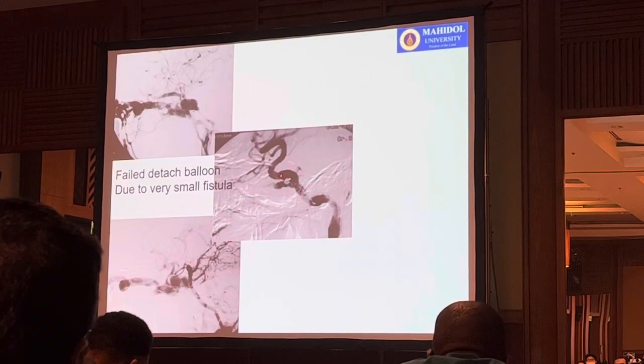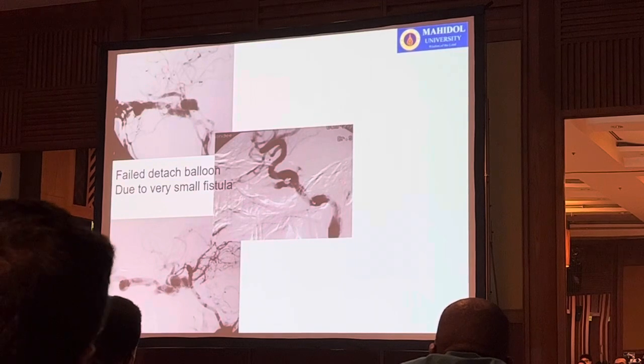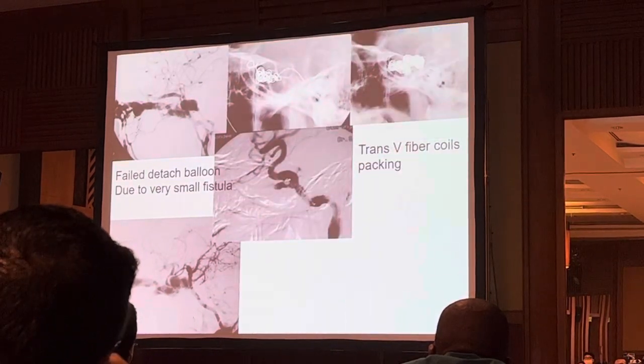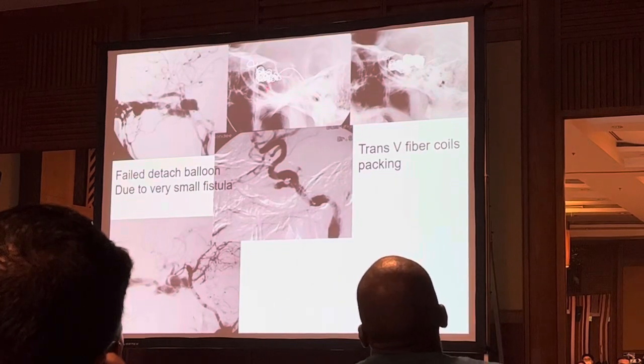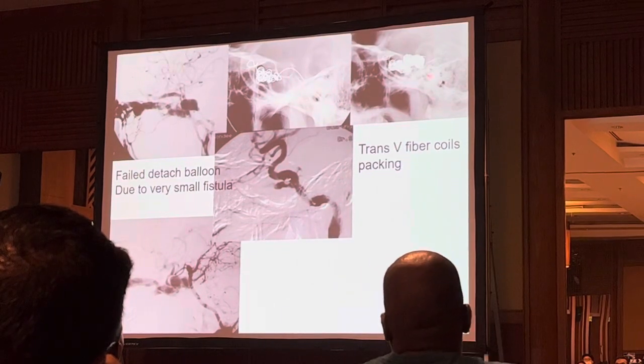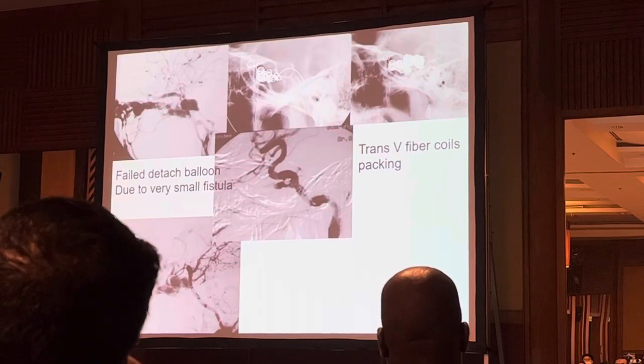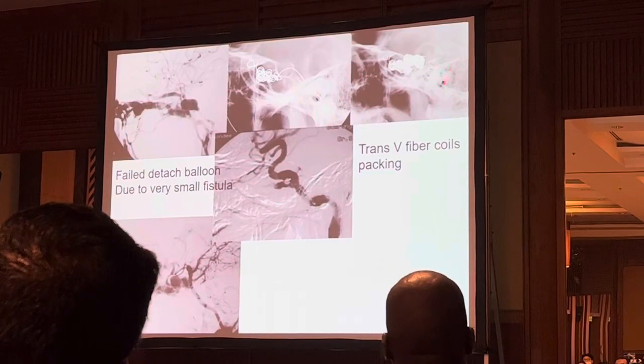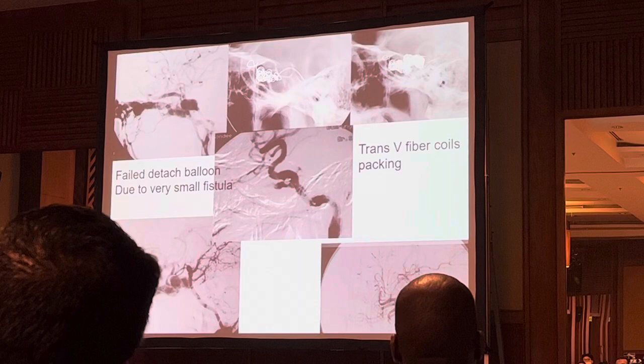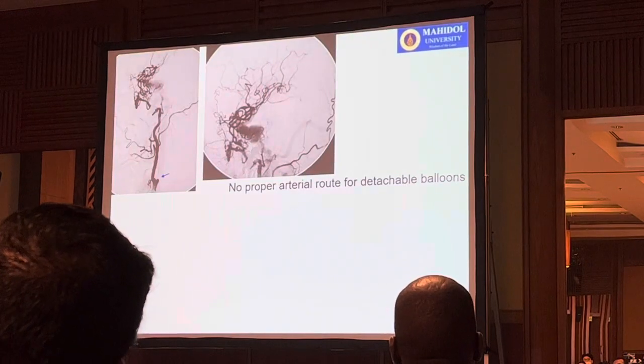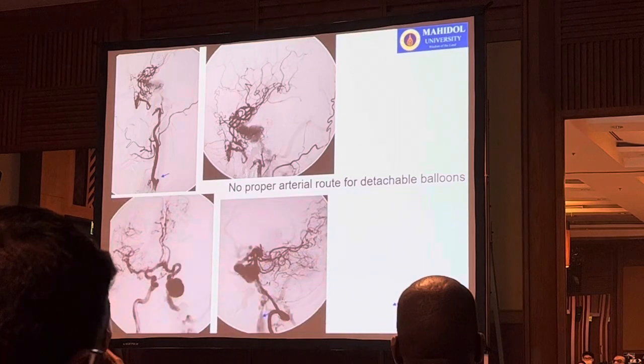Look at this. The detachable loop is almost getting there, but never does. So we were not able to do that. So I will go by the inferior petrosal pathway into this cavernous sinus. Like we treat dural fistulas at the cavernous sinus, we were able to put in all the coils. There is no arterial route. This was clamped or sacrificed before.